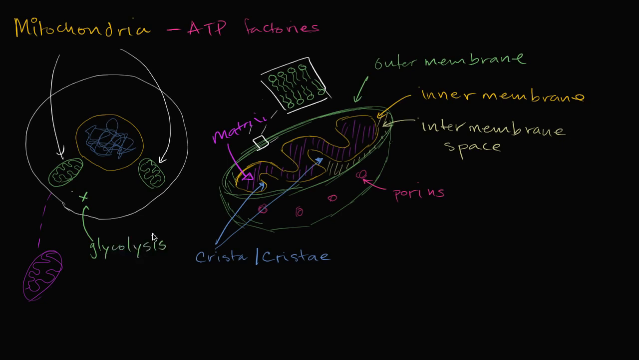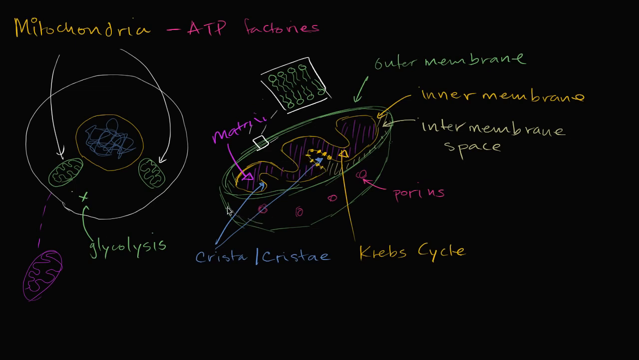Glycolysis. But the other major phases of cellular respiration, when we talk about the citric acid cycle, also known as the Krebs cycle, that is occurring in the matrix. So the Krebs cycle is occurring in the matrix. And then I said the electron transport chain, which is really what's responsible for producing the bulk of the ATP, that is happening through proteins that are straddling the inner membrane, or straddling the cristae right over here.